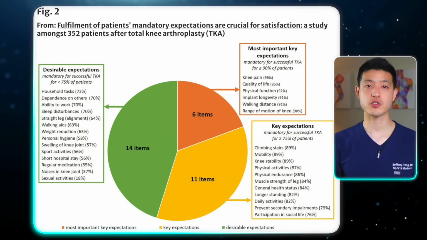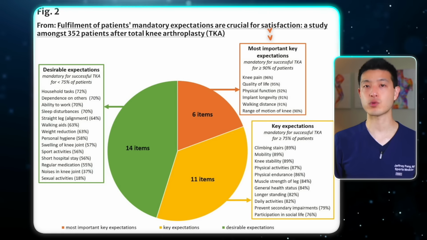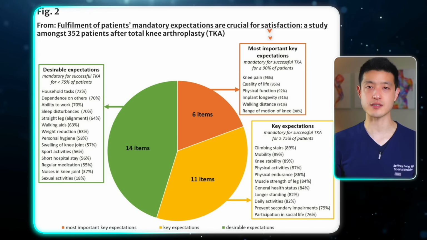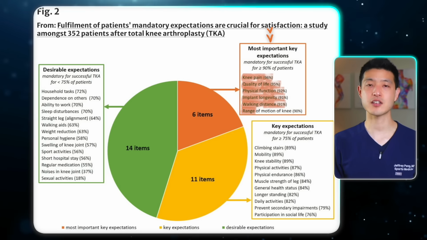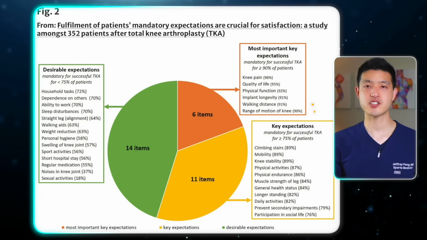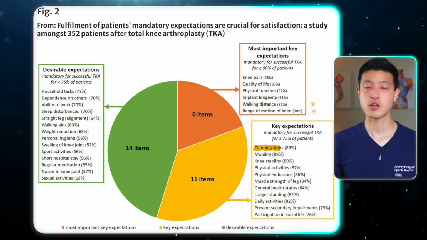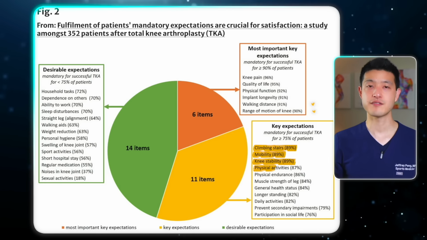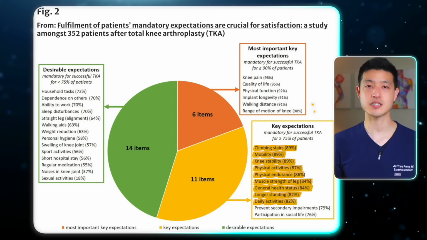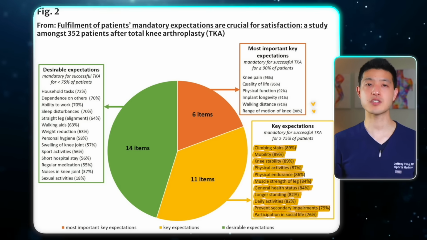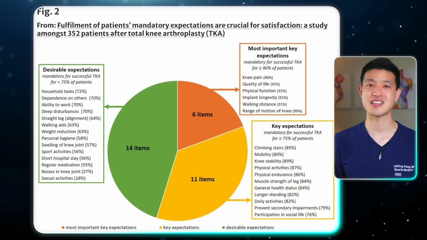The results of the questionnaire showed that patients had very high expectations going into a knee replacement surgery. 6 expectations were rated as mandatory by over 90% of patients. These include knee pain, quality of life, physical function, implant longevity, walking distance, and range of motion of the knee. Another 11 expectations were rated as mandatory by at least 75% of patients. These include climbing stairs, mobility, knee stability, physical activities, physical endurance, muscle strength of the leg, general health status, longer standing, daily activities, preventing secondary impairments, and participation in social life. The study also found that patients rated knee-related and general health-related aspects as equally important.